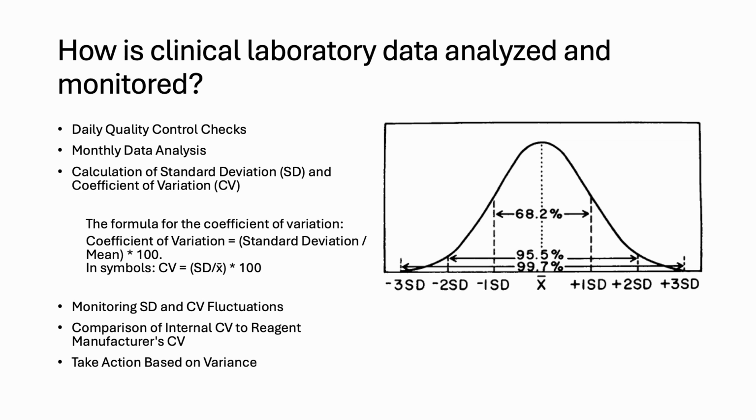Evaluating and monitoring results in a clinical laboratory on a daily and monthly basis involves careful analysis of control data and the use of statistical metrics to ensure testing processes remain consistent and accurate. Here is how it can be done. Daily quality control checks. Review control data each day to confirm test results fall within expected control limits. Monthly data analysis. Aggregate control data monthly to observe larger trends that may not be apparent on a daily basis.